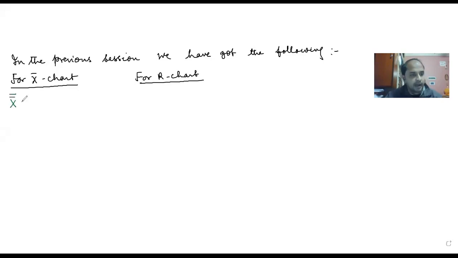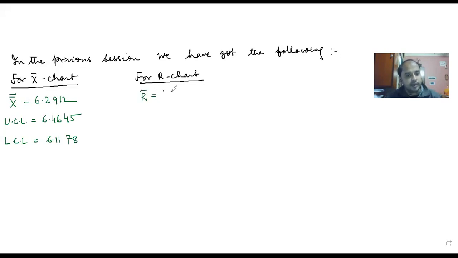X bar is equal to 6.2912. UCL is 6.4645. LCL is 6.1178. For the R chart, we have got R bar as 1.1328. UCL we have got as 1.7456, and LCL we have got 0.5199.